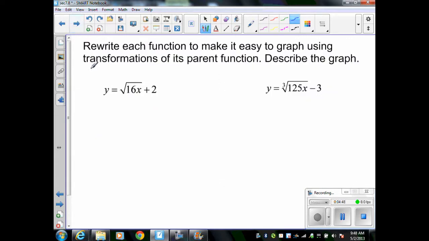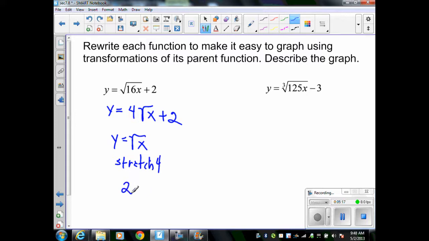In these examples, I want to rewrite each function to make it easy to graph using transformations of its parent function. Describe the graph. Here, what I want to do is simplify inside my radical. y equals the square root of 16 is 4, times the square root of x, plus 2. In this situation, I have y equals the square root of x. That is my family of functions. I have a stretch of 4 and a vertical shift of 2 units up.